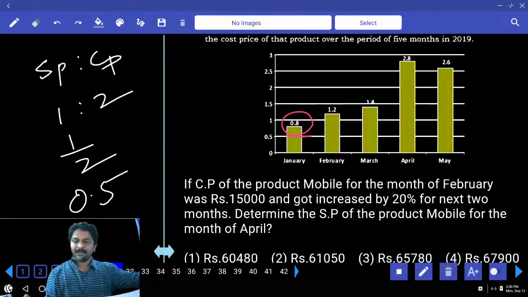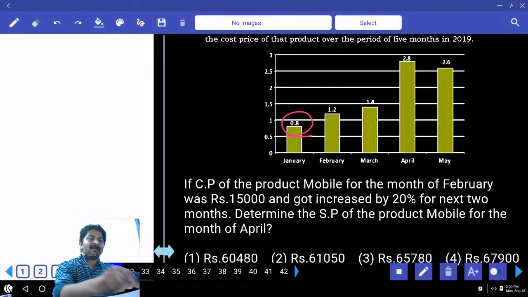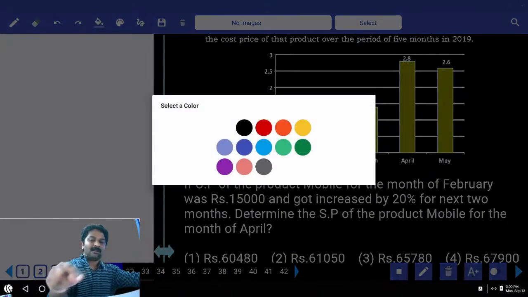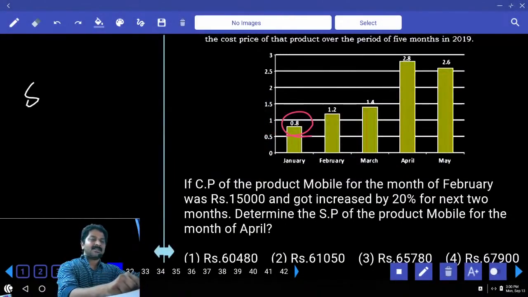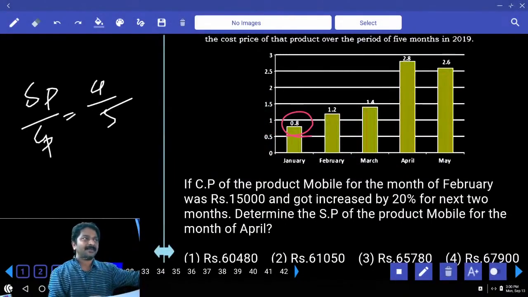4:5 is the ratio. So in this case, what is made? Profit or loss? Loss is made, because the selling price to cost price ratio is 4/5. Selling price is less than cost price, so loss is made. So if the value is more than 1, profit. If it is less than 1, loss.